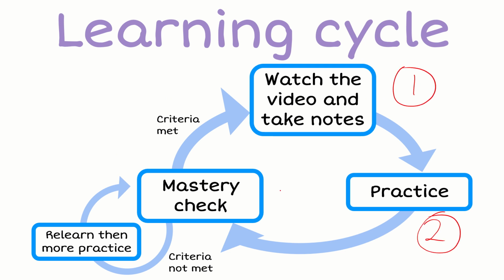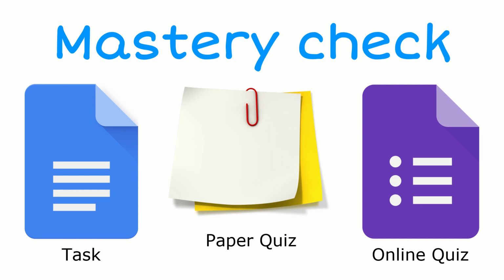So the third step is the mastery check. This is when I need to test them or check their learning in some way. There are a couple of different ways that I do this. I sometimes will do it as a task. If students have gone through, for example, the problem section, then I might give them a question and say, right, here's some variables, write me an investigation question.